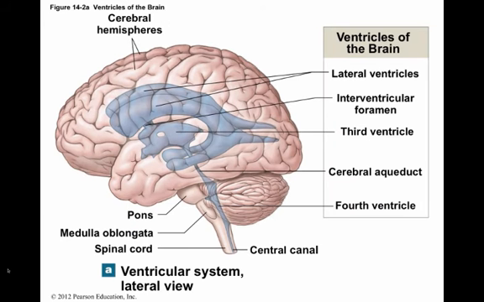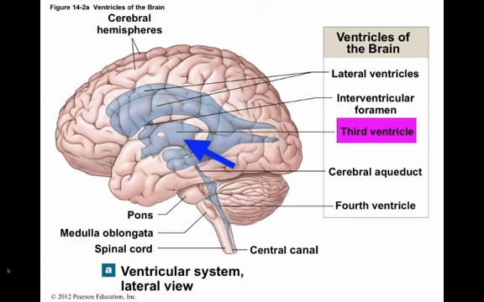Deep in the brain are 4 chambers called ventricles. 2 lateral ventricles, one in each cerebral hemisphere, extend deep into the cerebrum as horse-shaped chambers. Cerebral spinal fluid circulates from the lateral ventricles through the interventricular foramen and enters the 3rd ventricle. The third ventricle is a small chamber in the diencephalon.